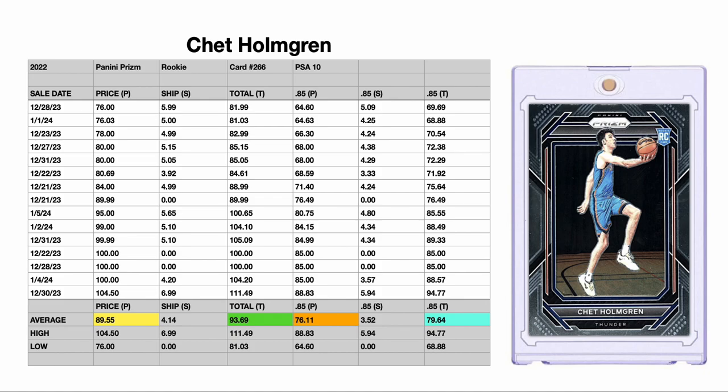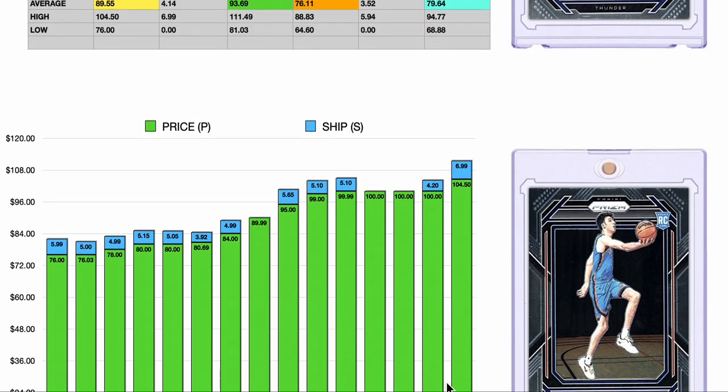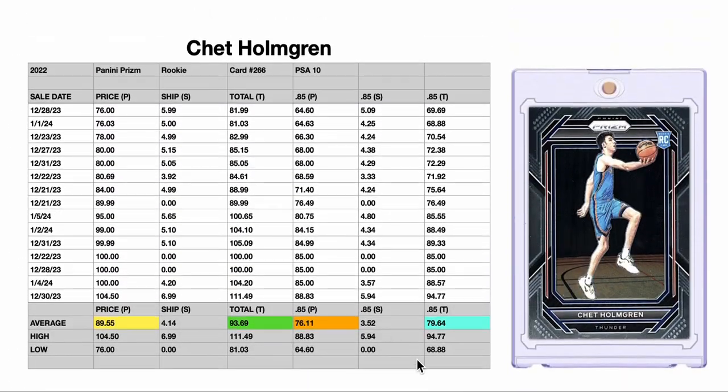Hello there, friends. Today, let's talk about Chet Holmgren, specifically his 2022 Panini Prizm rookie card, number 266, at a PSA 10 valuation. I'm going to discuss what I think this card is worth based upon a few dataset points, as well as my entrance and exit points on this card as well. First, let's take a look at the card.